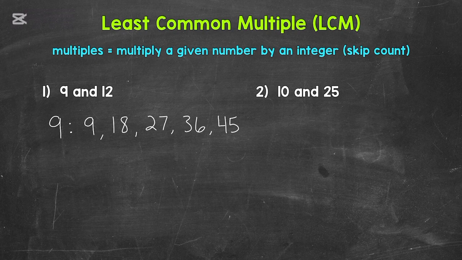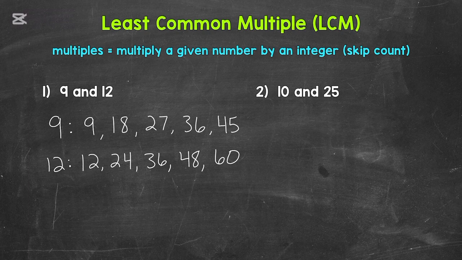Now let's list the first 5 multiples of 12. 12 times 1 is 12. 12 times 2 is 24. 12 times 3 is 36. 12 times 4 is 48. And 12 times 5 is 60. So again, you can see that we skip counted there. We skip counted by 12. So 12, 24, 36, 48, 60, so on and so forth.